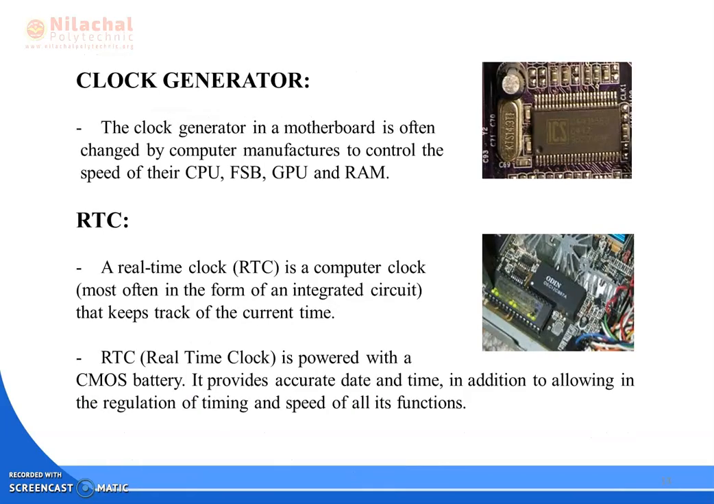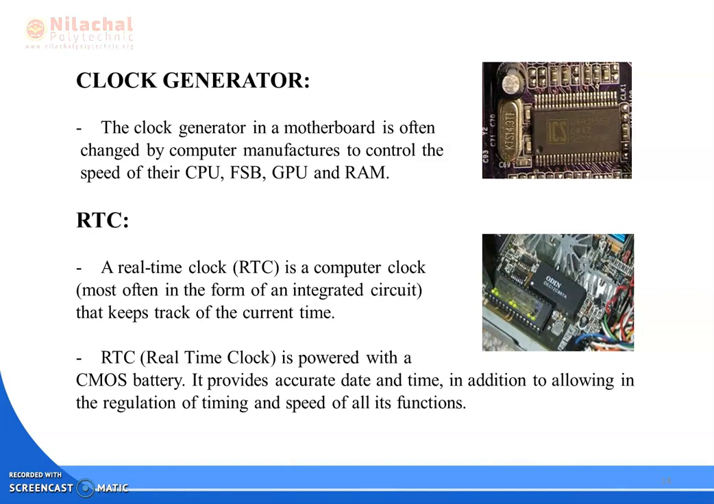Next we will discuss the clock generator and the RTC. The clock generator in a motherboard is often changed by the computer manufacturer in order to control the speed of the CPU, the front side bus, the graphics processing unit, and also the random access memory. So basically, the clock generator controls the processing speed of the CPU, FSB, GPU and RAM.